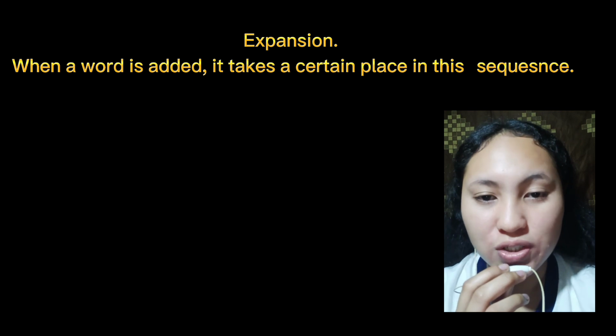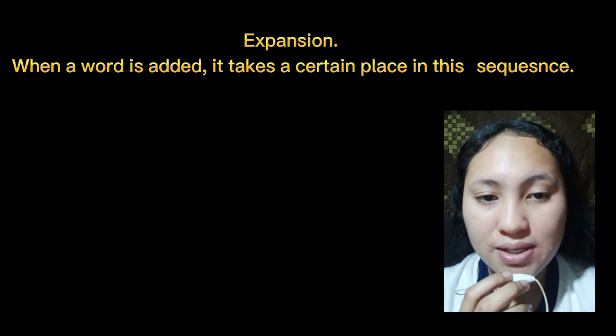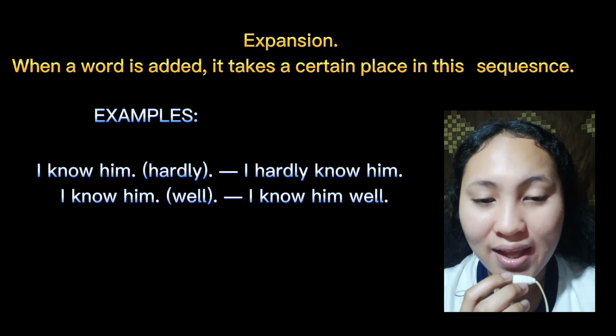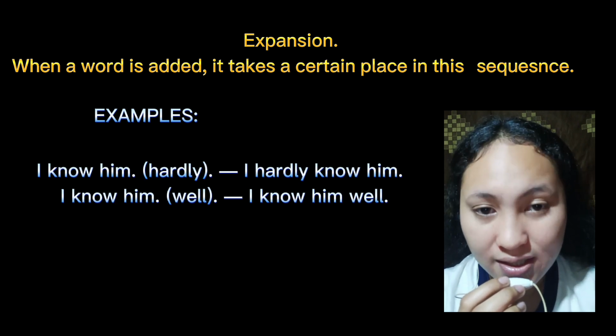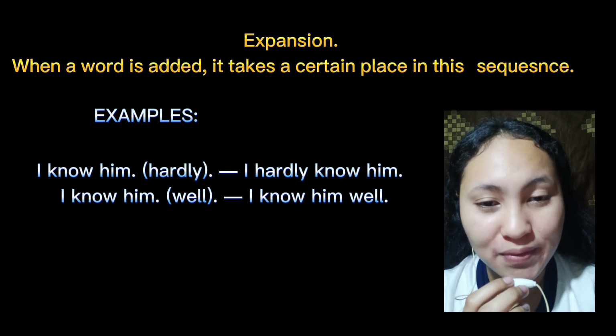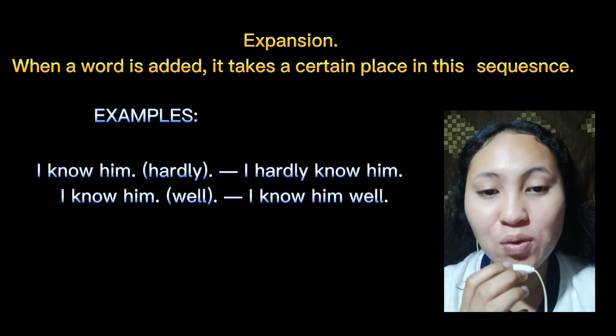Expansion. When a word is added, it takes a certain place in the sequence. Examples: I know him. The added word is hardly. It becomes I hardly know him. Next example: I know him. The added word is well, so it becomes I know him well.